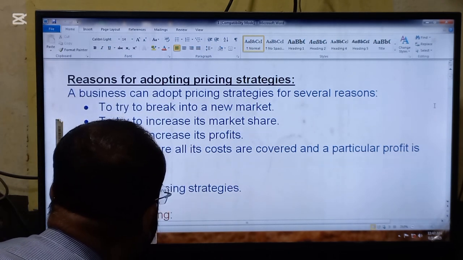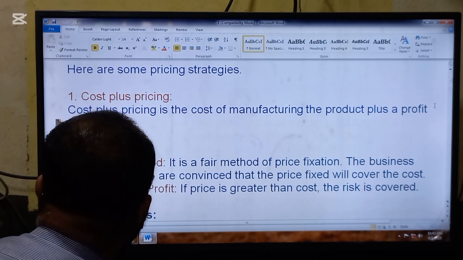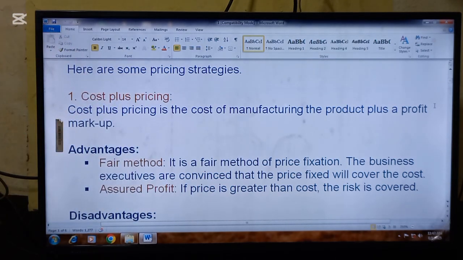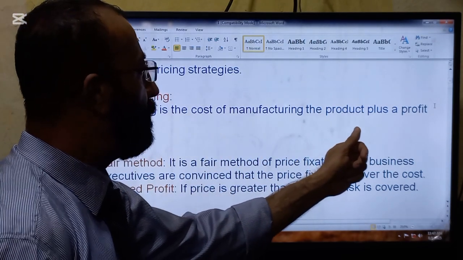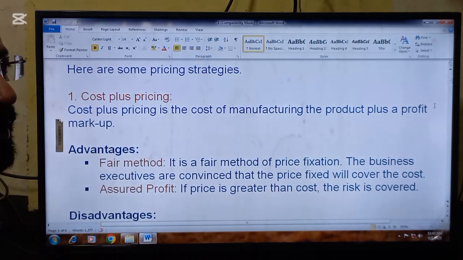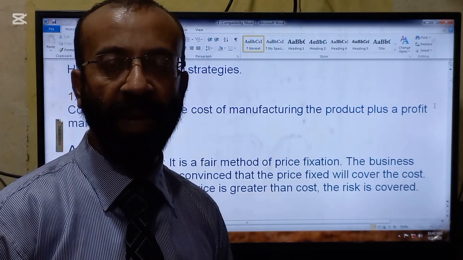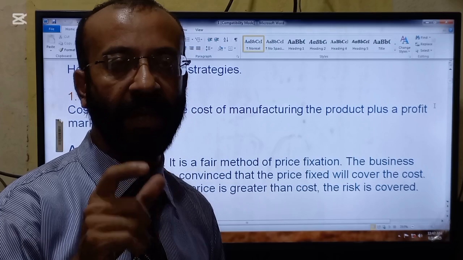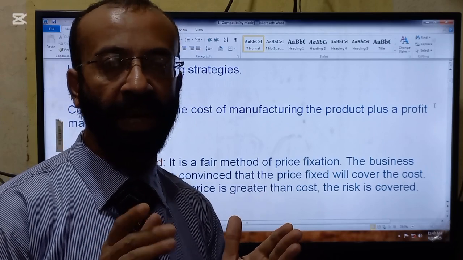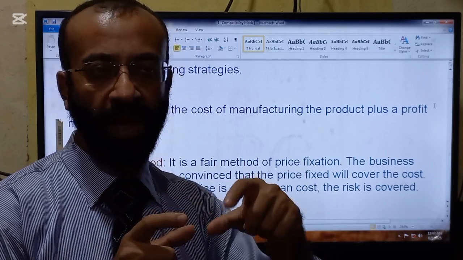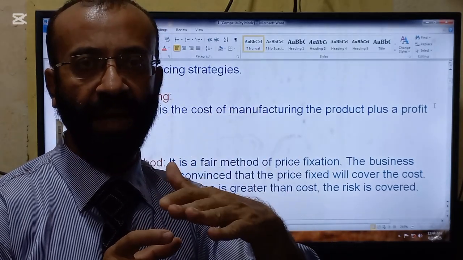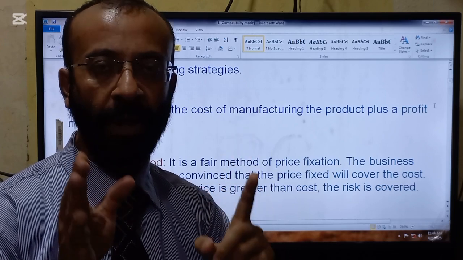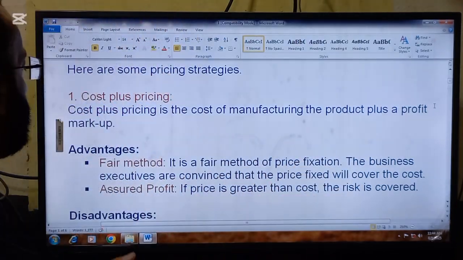So here are some pricing strategies which different businesses adopt. Number one is cost plus pricing. Cost plus pricing is the cost of manufacturing the product plus a profit markup. In this kind of pricing strategy, a business sets the price in such a way that the cost is covered, and above that maybe 20% or 30% profit is added. So this is called the cost plus strategy.